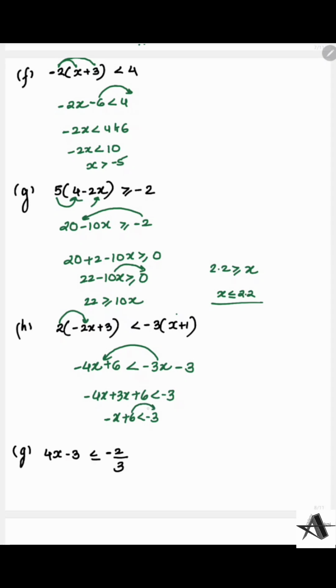Move to the right hand side. Negative x is less than negative 3 minus 6. So negative x is less than negative 9. And now multiplying both sides by negative 1, you will get x is greater than 9.